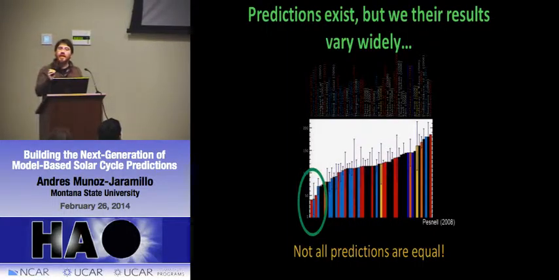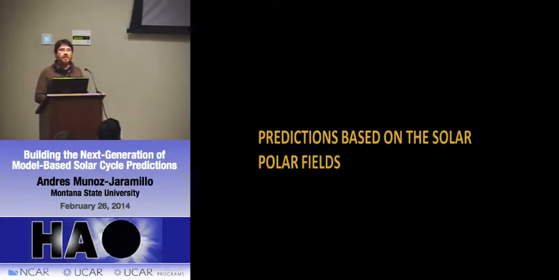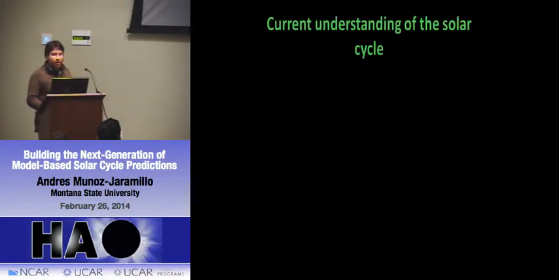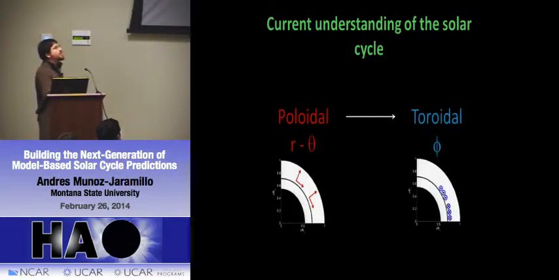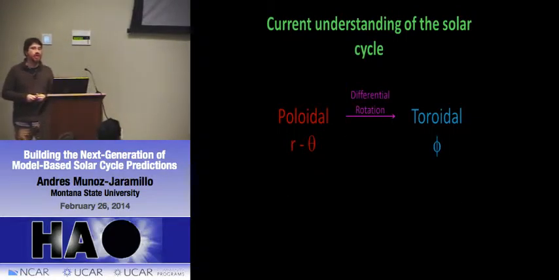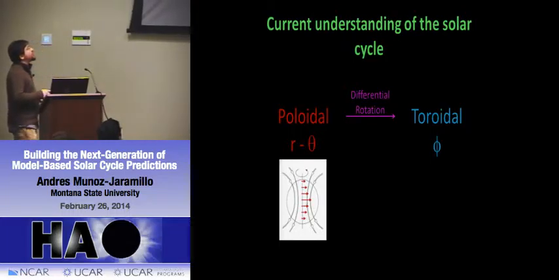And in particular, the ones that I'm going to focus on in this moment are predictions based on the solar polar fields. So let me explain how they work by explaining you very briefly our understanding of the cycle. We see the cycle in a very simplified manner as a process that takes the solar magnetic field from a configuration that is mainly poloidal, so that is containing the R and theta plane, to another one that is toroidal, wrapped around the axis of rotation, and back. The first part of this process is driven by differential rotation. So here is, as an illustration, you have this poloidal structure, magnetic field, more like a dipole, embedded in a sun that rotates faster at the equator and slower at the poles.